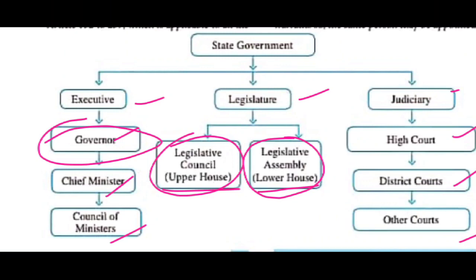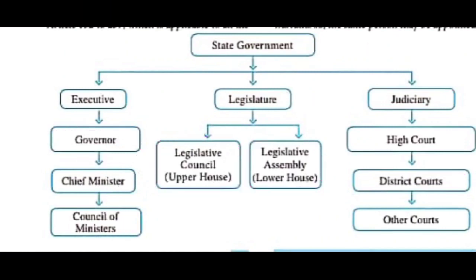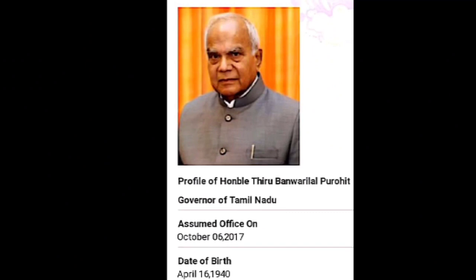Then under the judiciary, the court is there, the High Court. At the state level we are learning, that's what I am telling. If we were learning the central government, under the judiciary column the Supreme Court would come. Okay, children, we are learning about the state government, so here the High Court, then district courts and other courts are there.